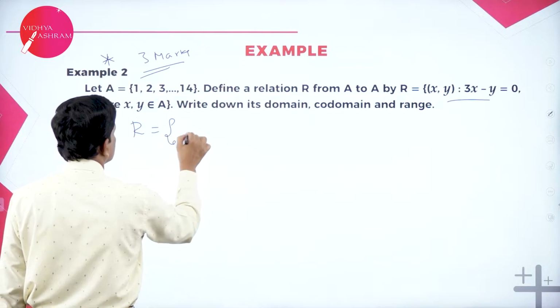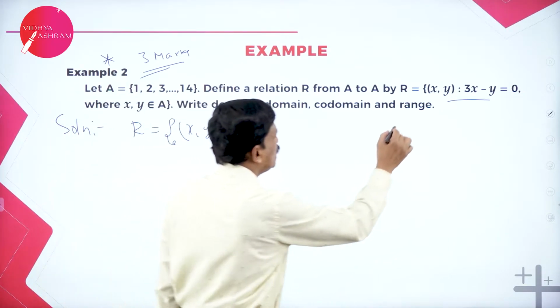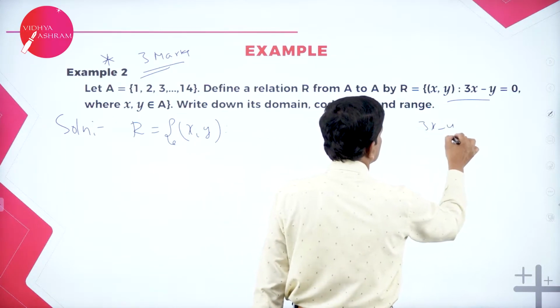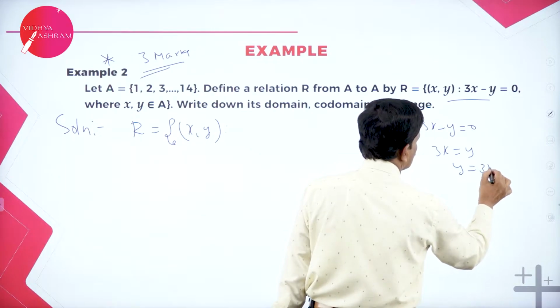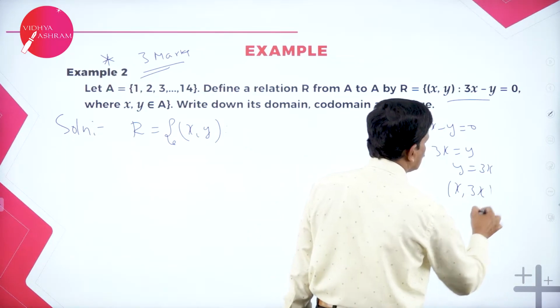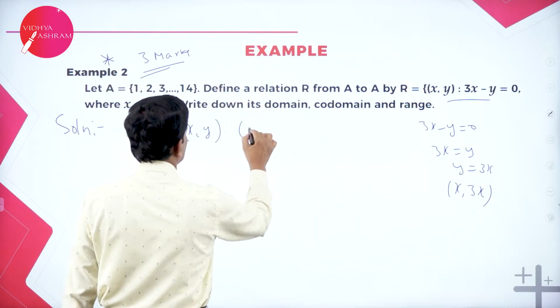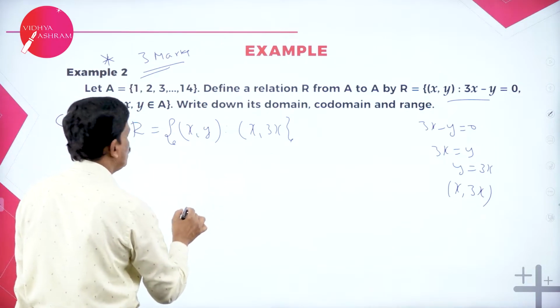R is given as (x, y) such that 3x minus y is equal to 0, which means 3x is equal to y. Y is equal to 3x. So, if the first element is x, then y is nothing but 3x. That's all. So, this is (x, 3x). That means, now write down the elements here.